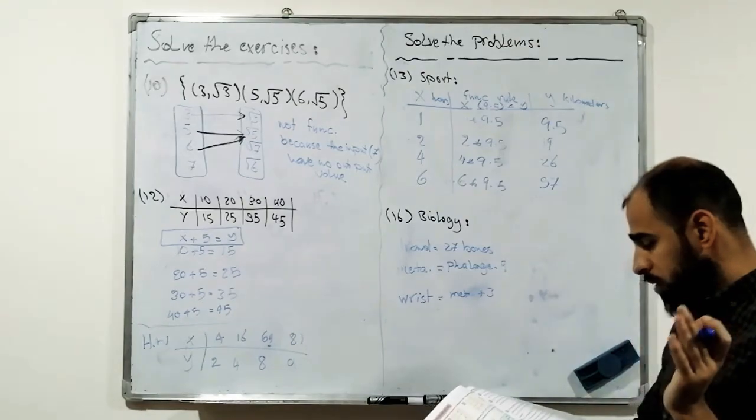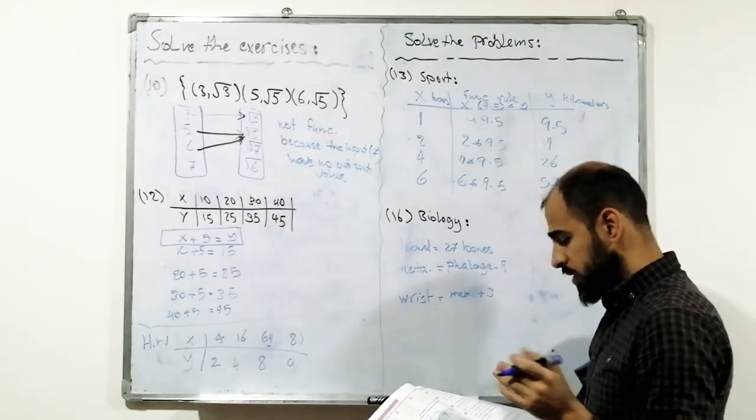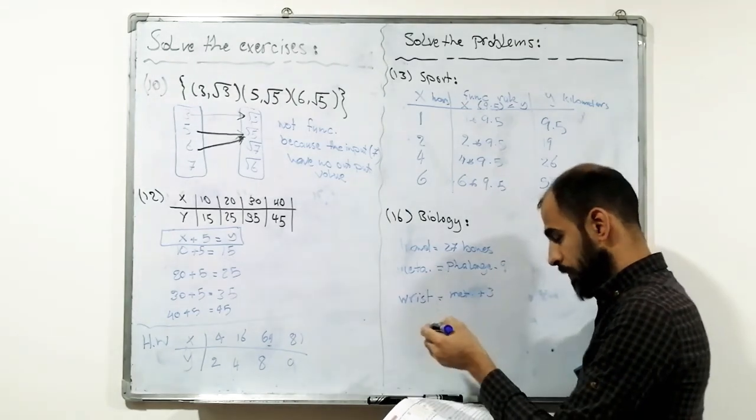And finally, knowing that the number of phalanges equals 14.